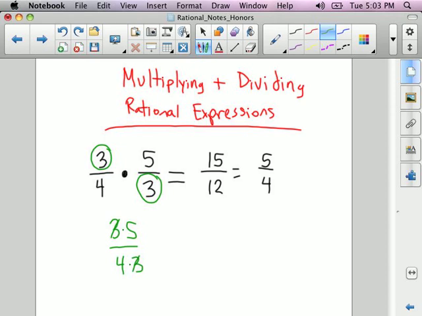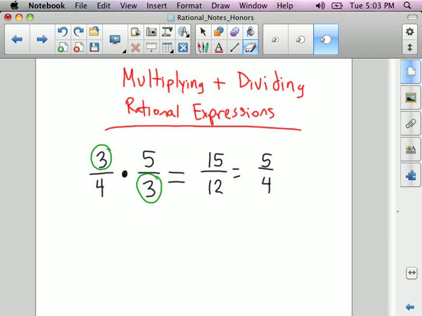So if I see a 3 on the top and bottom, I can also just cancel them out before I even multiply. So on my problem right here, the 3's are just going to go away. I just get 5 over 4 right off the bat. It's kind of a little trick. That's not necessary on this sort of problem. You can just reduce later. But it will be more helpful in our new problems.